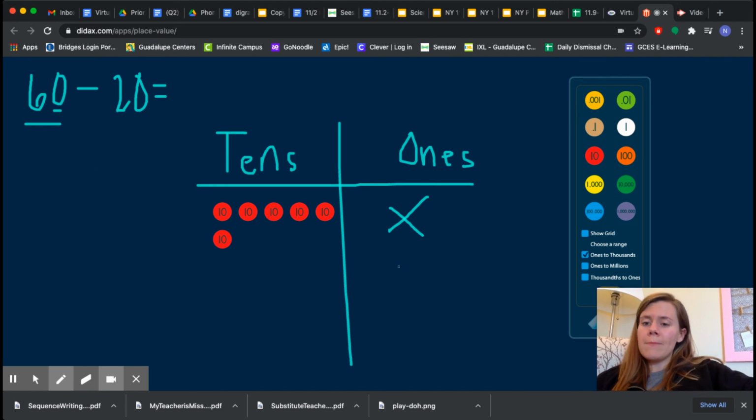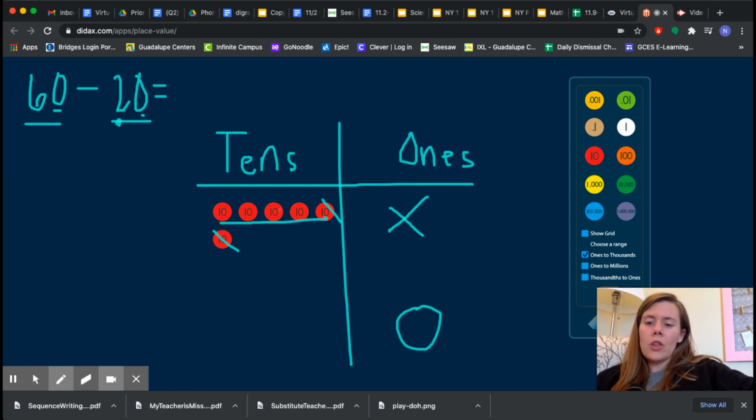First, we start in the ones place. There's nothing to take away because we're taking away 20, and there's a 0 in the ones place. So there's 0 left in the ones place. And then I'm taking away 2 tens in the tens place. 10, 20. How many do I have left in the tens place now?